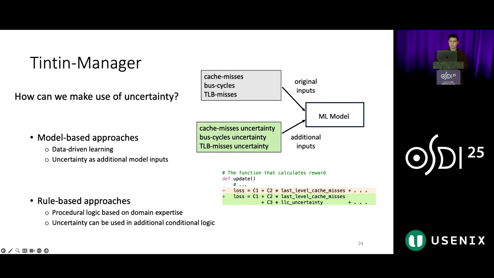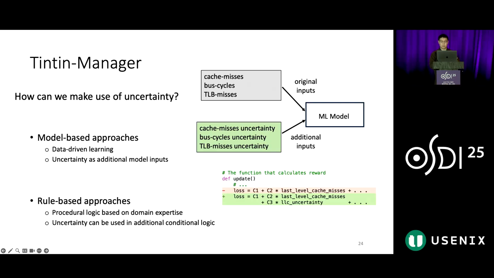So we face a natural question, which is how can we make use of this uncertainty information? Is it very hard for existing applications to adapt to it? So to explore this, we did a survey of existing works using PMU data. We categorized the existing works into two groups. One is model-based approach, another is rule-based approaches.